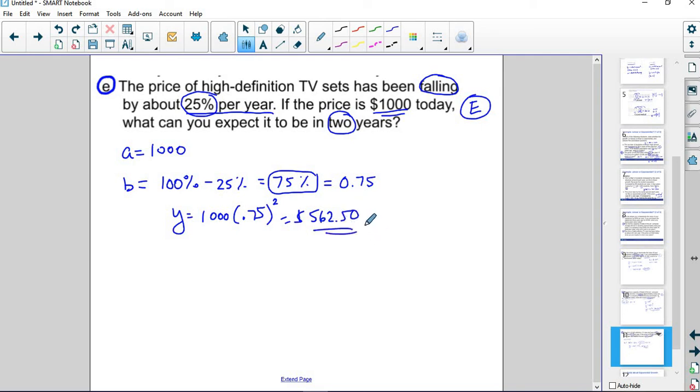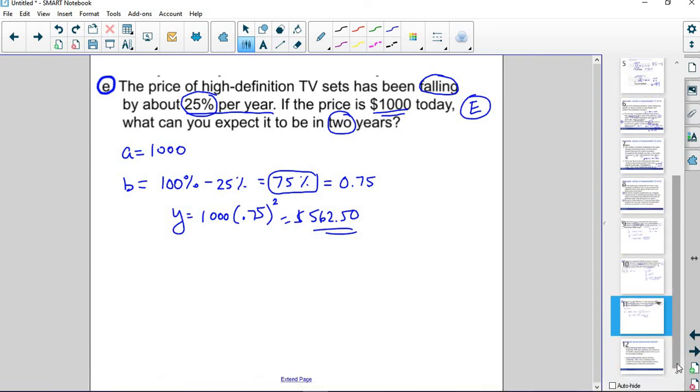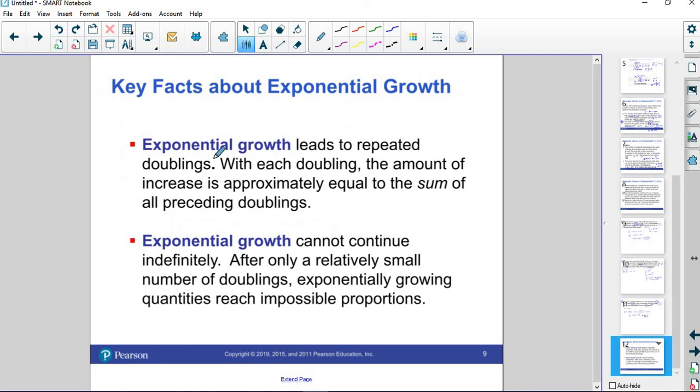Okay. So pretty straightforward. There's a number of problems for you to practice on the worksheets from 8A. Just remember, exponential growth leads to repeated doubling. With each doubling, the amount of increase is approximately equal to the sum of all the previous doublings. So that's kind of a cool little relationship. And exponential growth can't continue forever, all right? That doesn't make any sense. There's usually some sort of limiting capacity. But again, that's really outside of the scope of this course, just to understand that you can't double forever, right? You can't get bigger forever. Eventually, you're going to run out of space, you're going to run out of time, you're going to run out of whatever. So there you go.